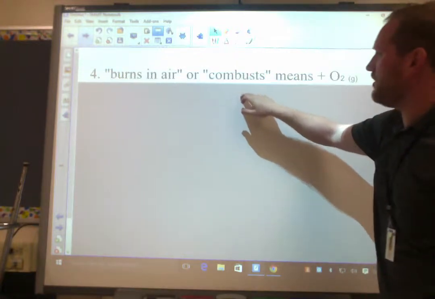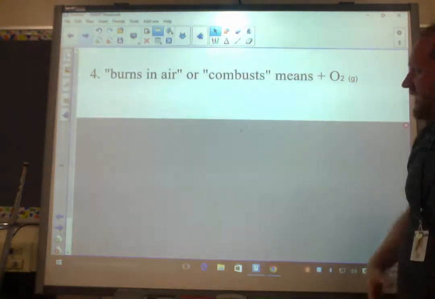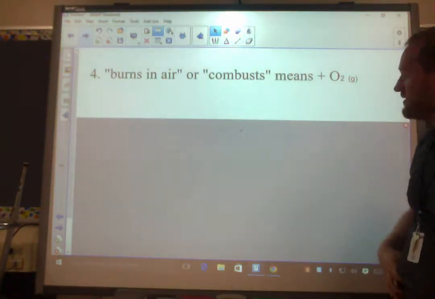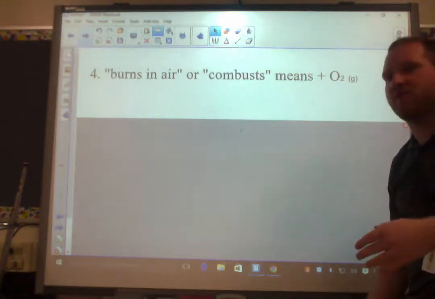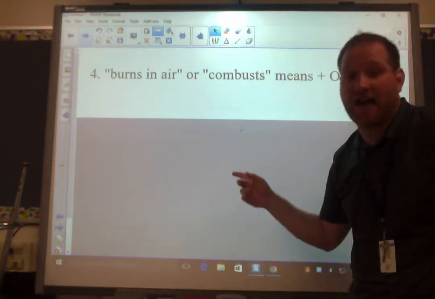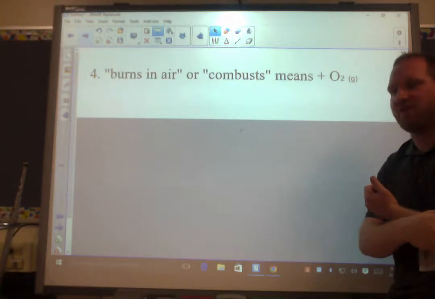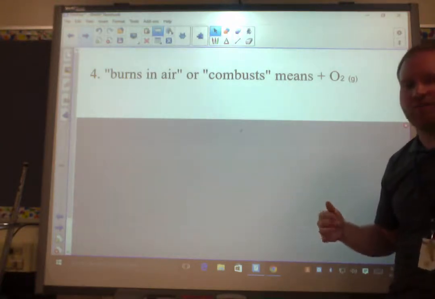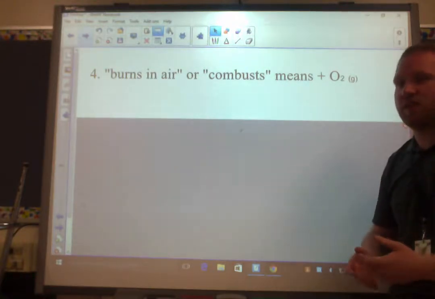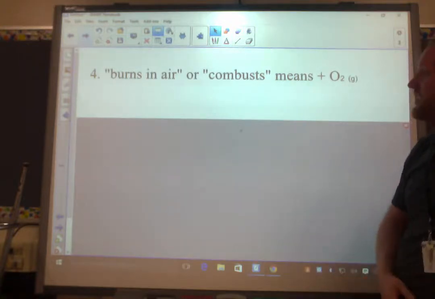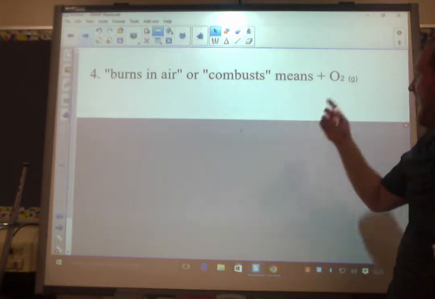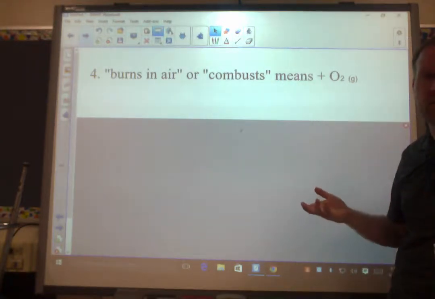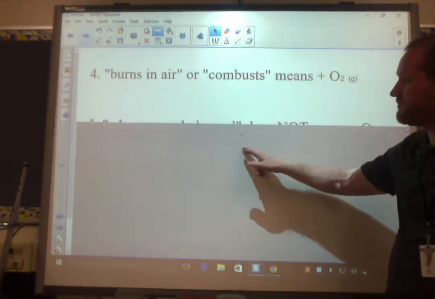Next tip, the phrase burns in air or combust means plus O2 gas. So if I say iron burns in air, or, well, you wouldn't say iron combusts, but combustion is a special type of reaction. It's when an organic compound, something containing carbon, combusts, it basically turns into carbon dioxide and water. But anytime you see combust or burns in air, you're going to add oxygen gas, because in order for something to burn, you need oxygen.